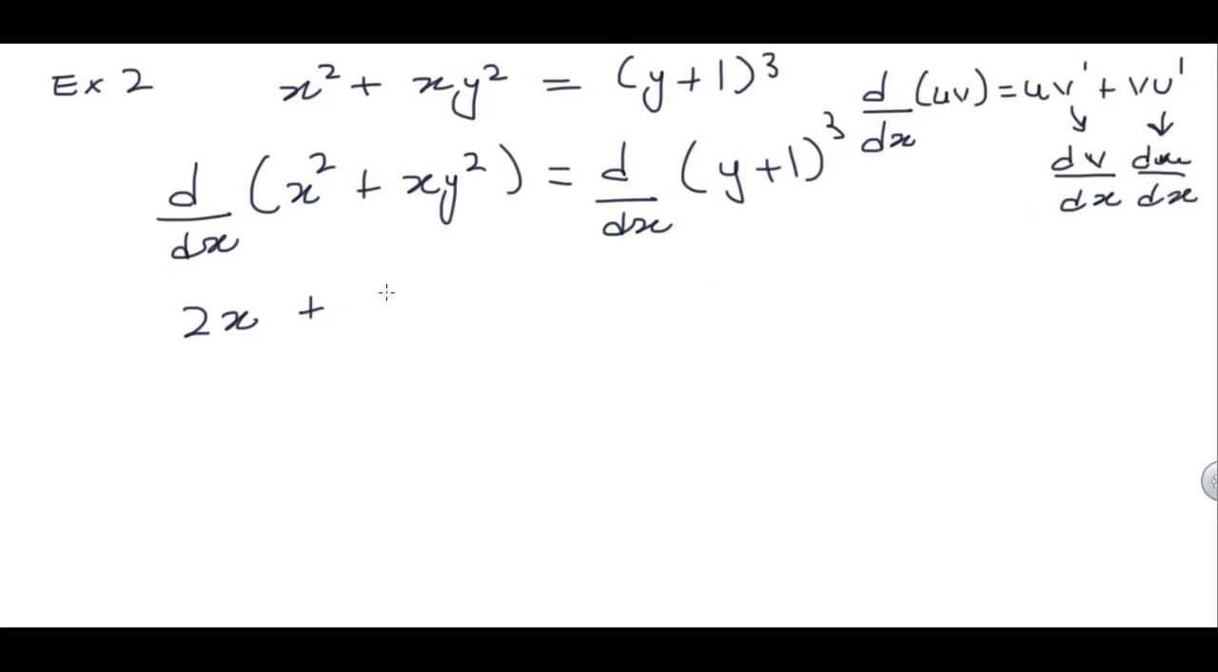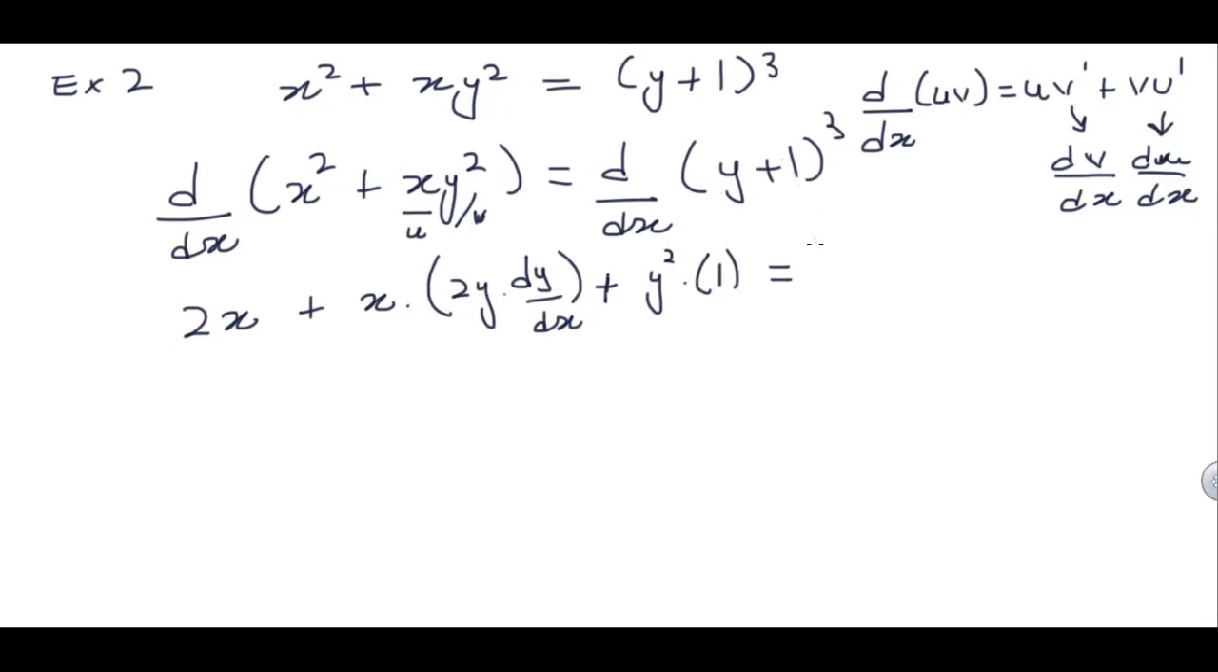So let's try this. In this case, we have x as u and y squared as v. So x will be written as it is, and then we differentiate the y squared, which gets us 2y into dy over dx. For the other part of this differentiation, v into u prime, we write down y squared multiplied by the differentiation of x, which is simply 1.